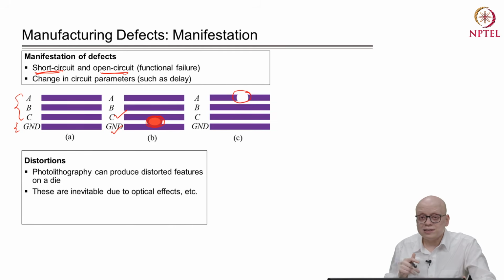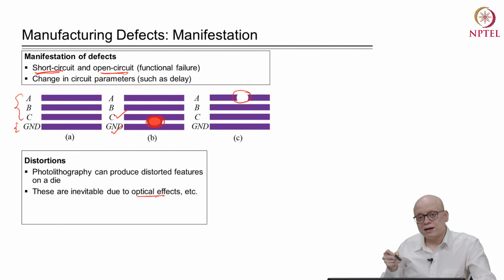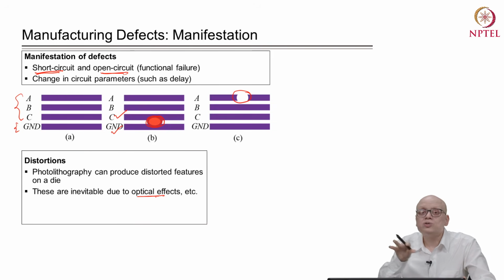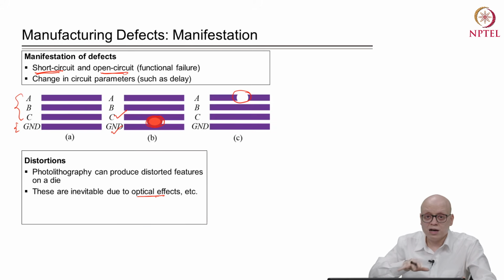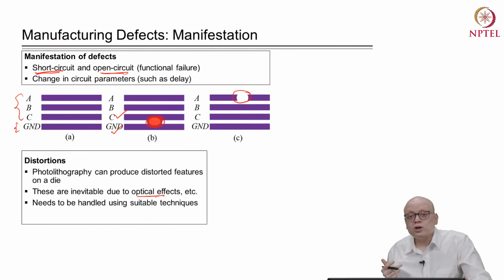And a point to note is that there can be distortions also in our fabricated chip, and this distortion can be due to optical effects such as diffraction and so on. While we are carrying out photolithography, these diffraction effects can distort the image that we form on our substrate, and therefore, the features will be slightly distorted. It may not be a perfect rectangular shape or so on. So, these kinds of distortions need to be handled in some way, because these are inevitable, we cannot avoid them.